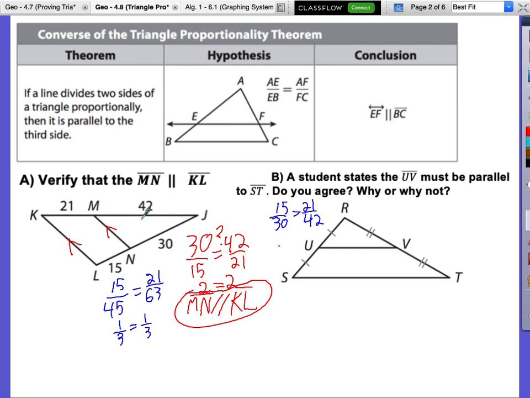Class, Kaylee has a dad joke. What is the green grape to the purple grape? What? I don't know.